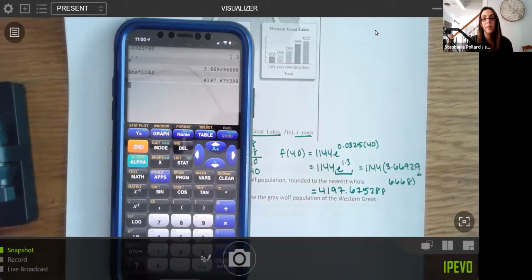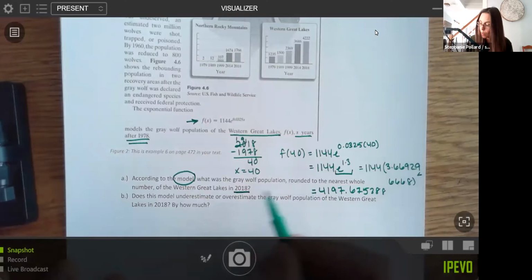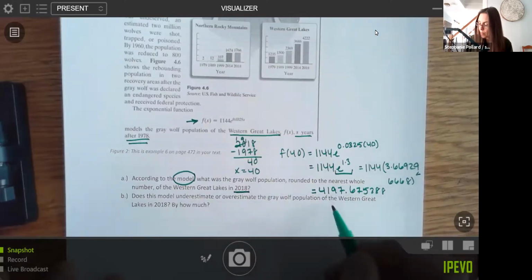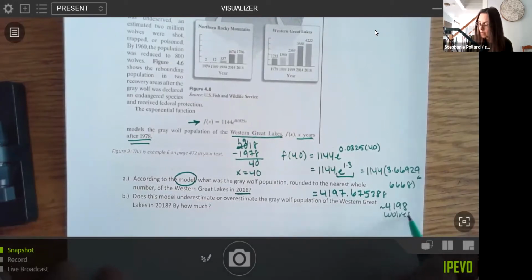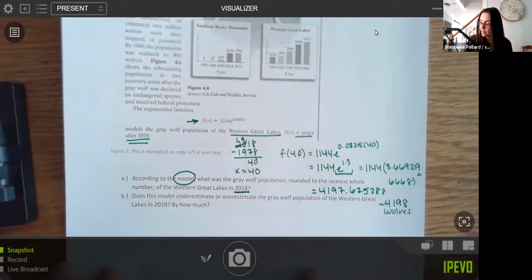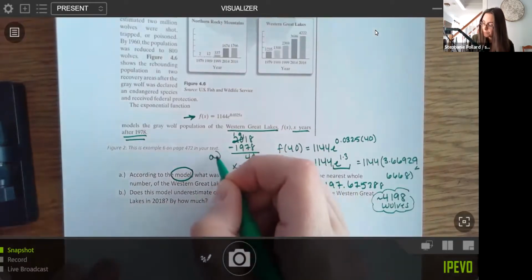So it really is important to use as many decimal places as you can. A lot of students get rounding errors because they don't use enough decimal places and then they get the answer wrong. So as you're doing your computations, use all the decimal places you can and then just round at the very end. So here we are rounding to the nearest whole. So this rounds to about 4,198 wolves, right? That 7 will bump up because of the 6. And this is part A here.